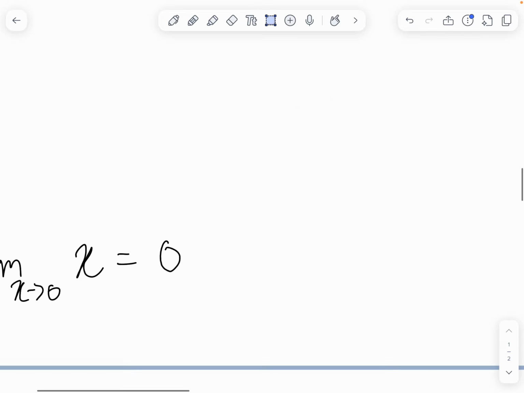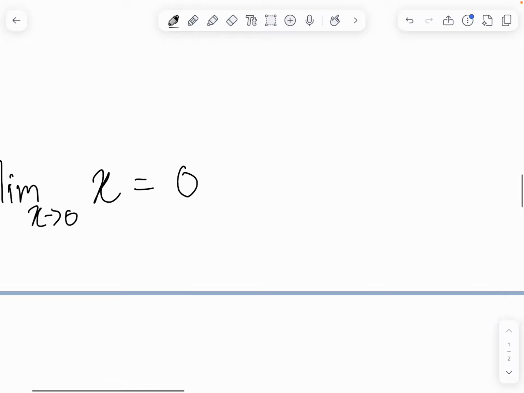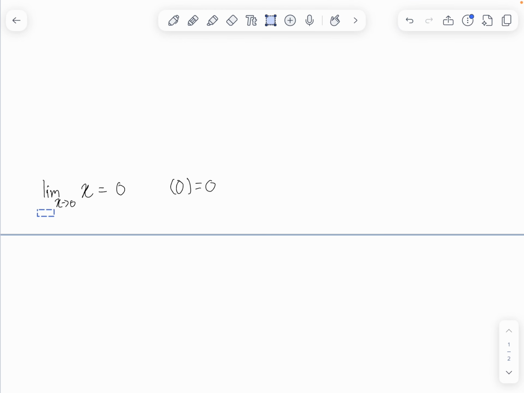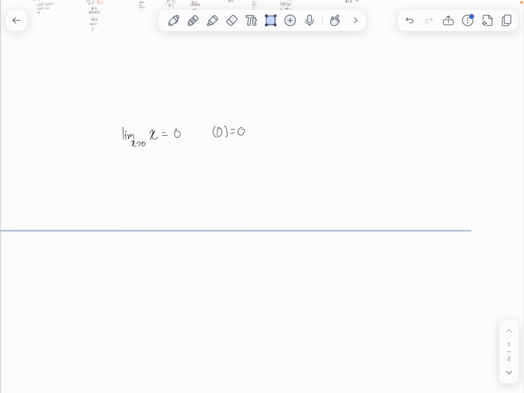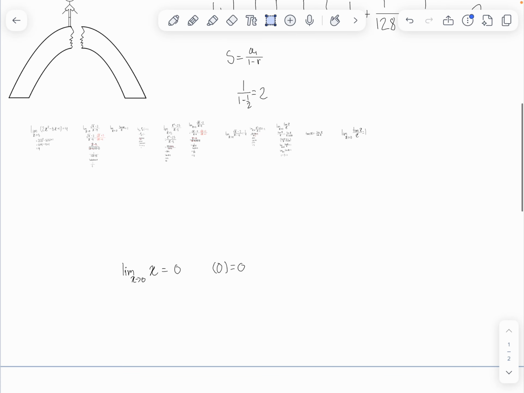And finally, for this question, we can just plug x into the equation. So what is 0? That's just 0. So yeah, those are all the questions.